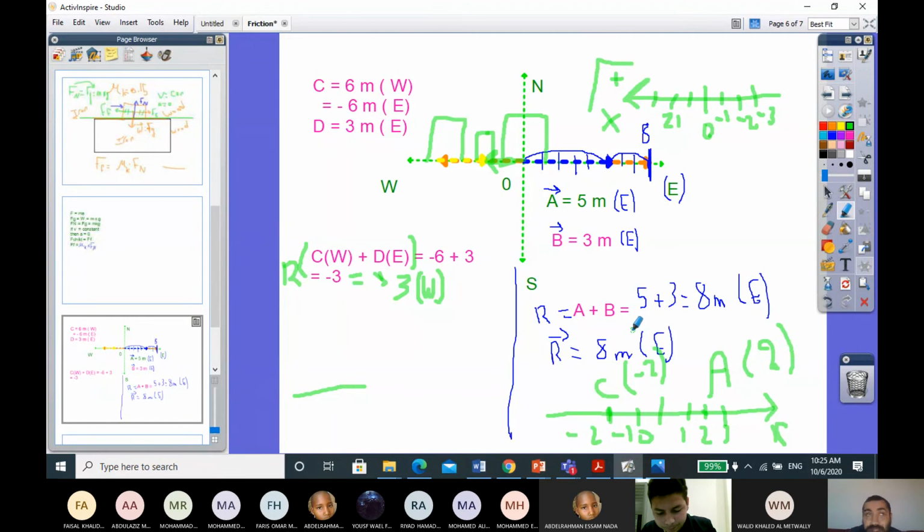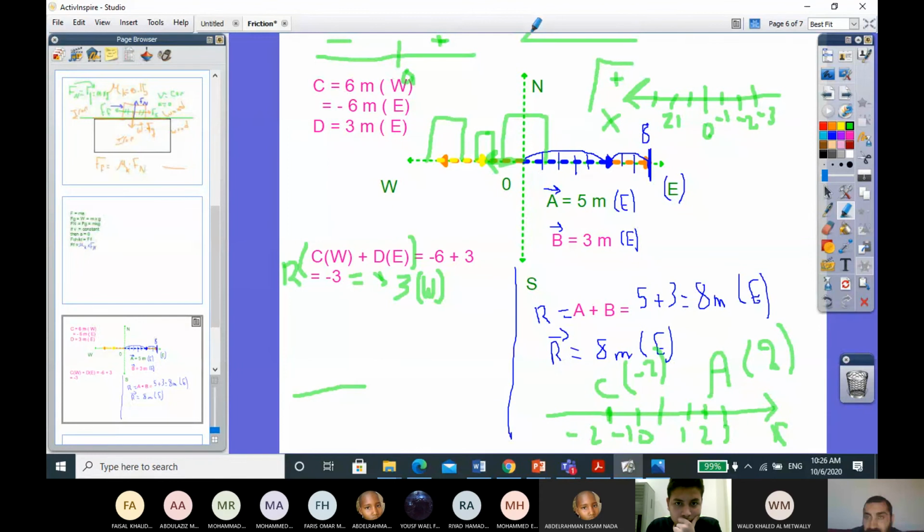But if you want to draw a coordinate system, draw it here with the 0, here the positive and here the negative. But sometimes you may see some coordinate systems where here is the positive and here the negative. Sometimes you may see this.